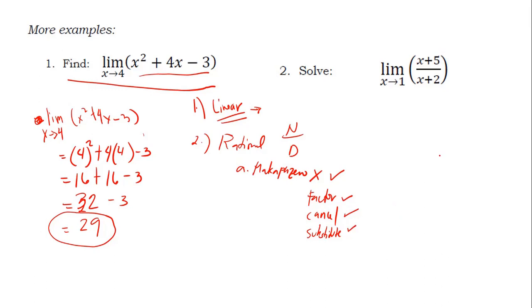Okay, here is example number 2. We substitute 1, so 1 plus 2 is 3. So it does not approach zero in the denominator, so we just simply substitute: 1 plus 5 over 1 plus 2 is equal to 6 over 3, which is equal to 2. So the limit is equal to 2.